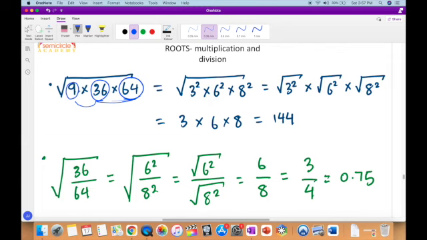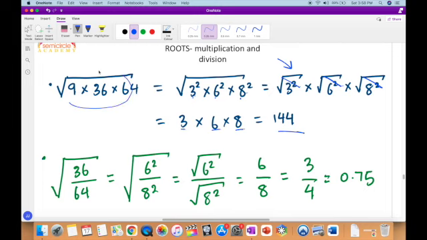So 9 is really 3 squared, 36 is really 6 squared, and 64 is really 8 squared. So this is the trick. If you could express these numbers as a square, then you could actually split up the roots. We get the square root of 3 squared multiplied by the square root of 6 squared and so on, and now the roots cancel. So it just becomes 3 times 6 times 8, and it's 144.